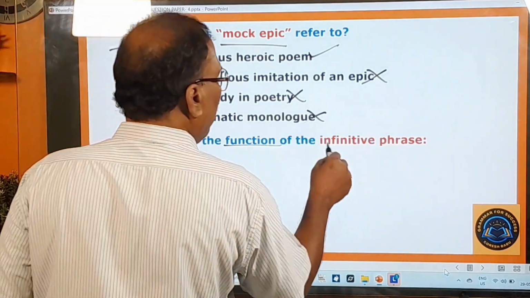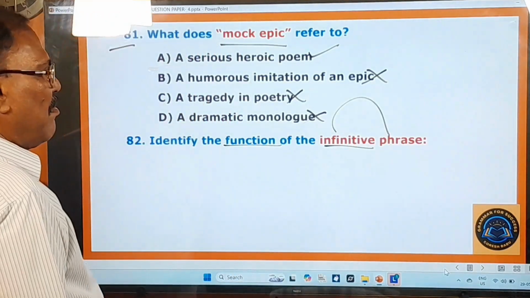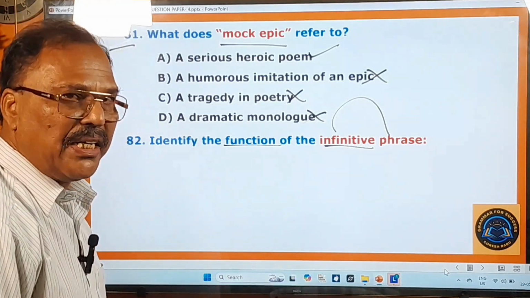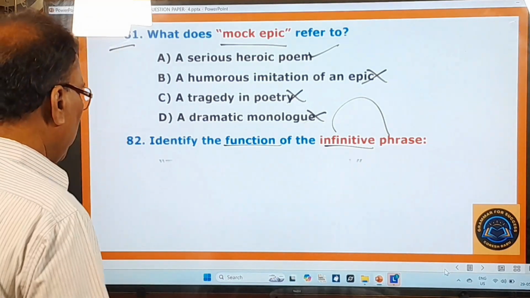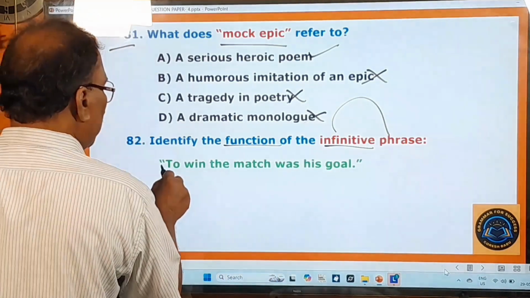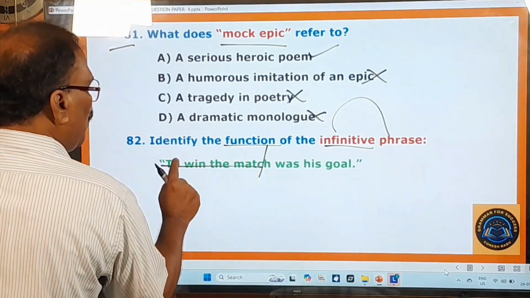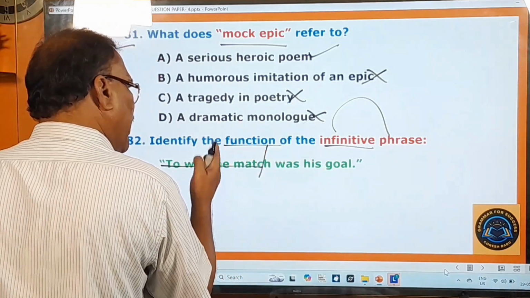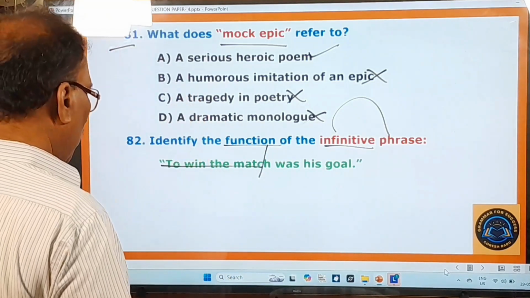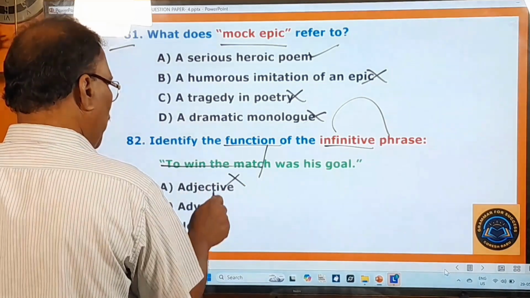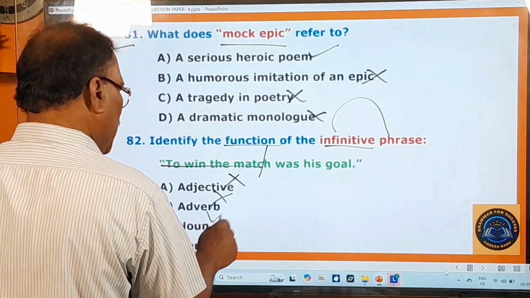Identify the function of infinitive phrase. Here in the given sentence, some infinitive phrase is used. You have to identify that infinitive phrase. Here you pay attention. To win the match was his goal. So here, this is the infinitive phrase: to win the match was his goal. What is this infinitive phrase? Here options are given. Is it an adjective? No. Adverb? No. Verb? No. But it's only a noun.